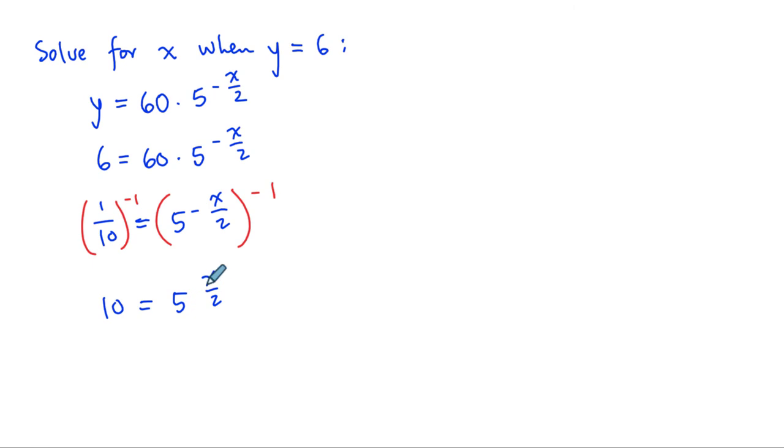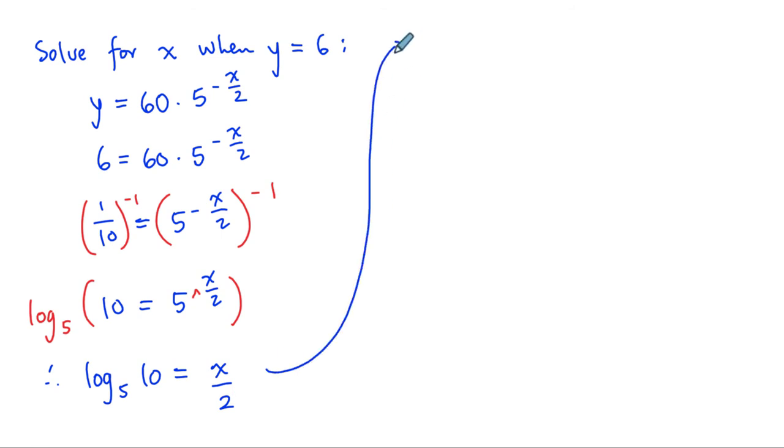Then I want to undo what's being done to x in the reverse order of what's being done to x. So the outer thing being done to x is exponentiation base 5. So to undo that, we apply logarithm base 5. So we get log base 5 of 10 is equal to log base 5 of 5 to the, which cancel, leaving us with x over 2. And then we multiply both sides of the equation by 2 to get that x is equal to 2 times log base 5 of 10.